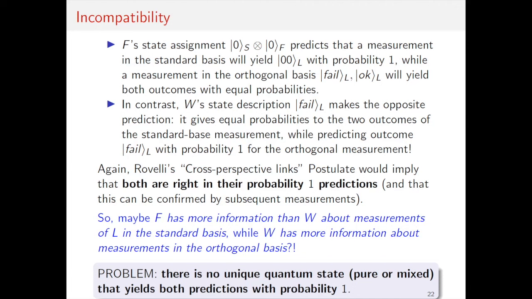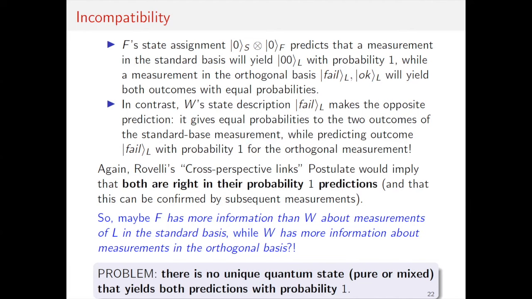so we're in this situation here. So this is fail, so called. And there is a dual state, which is minus, which is called okay. So Wigner says this is the state of the lab, and Friend says this is the state. Right? Okay. So now F's state assignment is 0, 0, which is that one. And so he predicts when he does a measurement in the standard basis that he will get 0, 0 with probability 1.